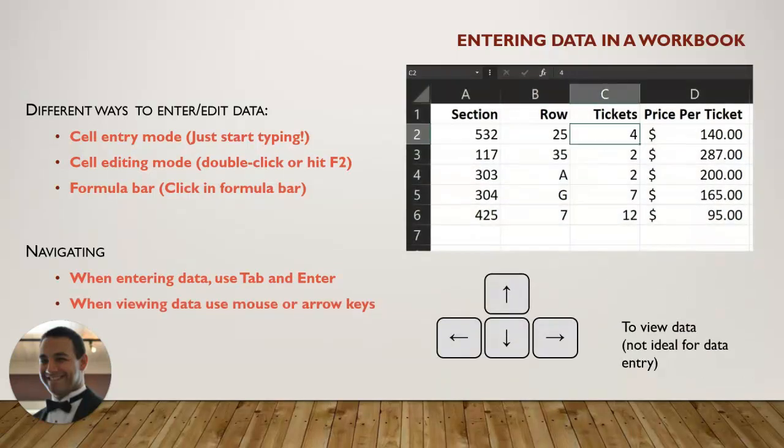When you're viewing data, it's okay to just use the mouse or arrow keys to get around. The reason we don't do this when we're entering data is because when you use the arrow keys to go between columns, then when you hit Enter, you're not going to be able to get directly to the beginning of the next line. It's just going to take you down one row in the same column.